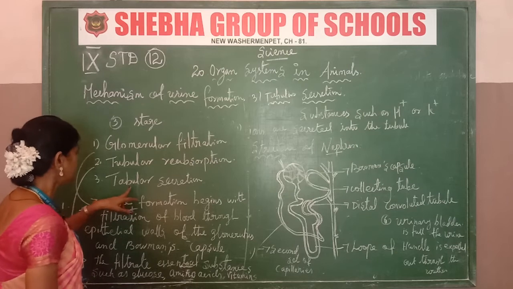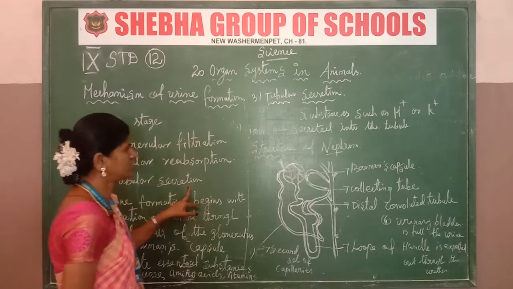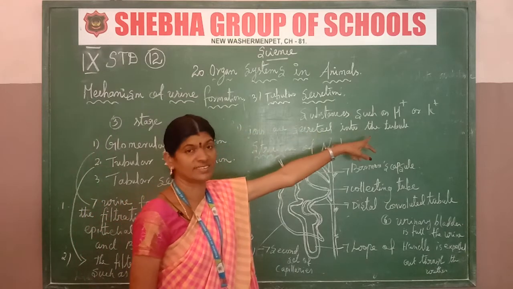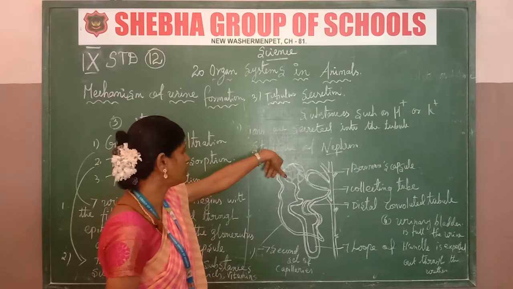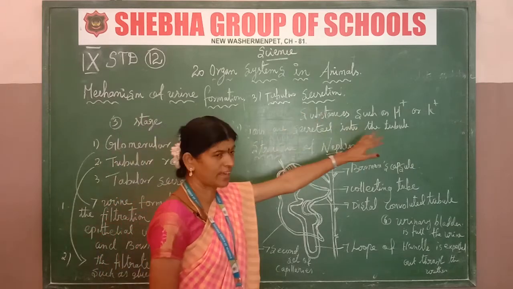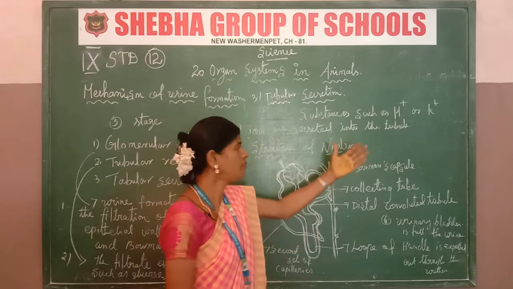Next, tubular secretion. Tubular secretion means substances such as H plus and K plus ions are secreted from the tubule.